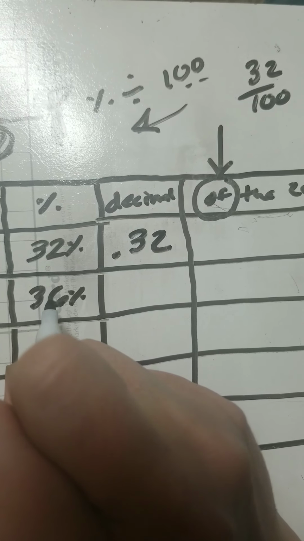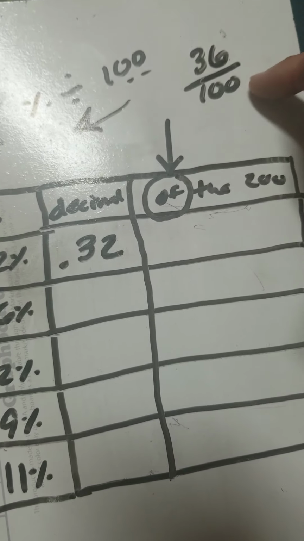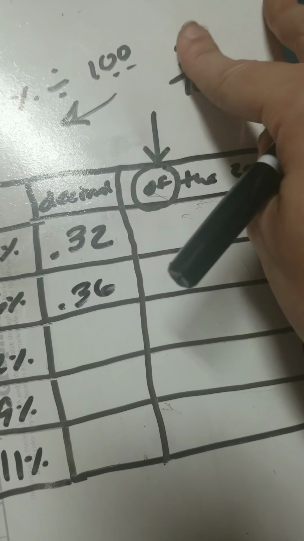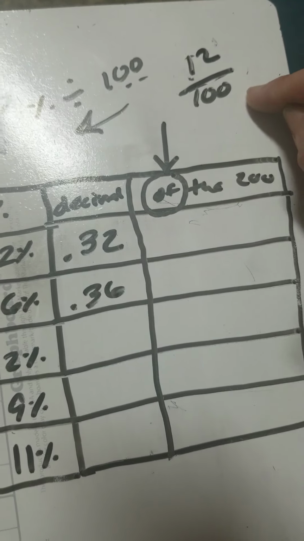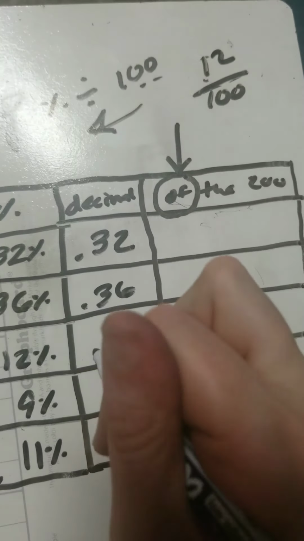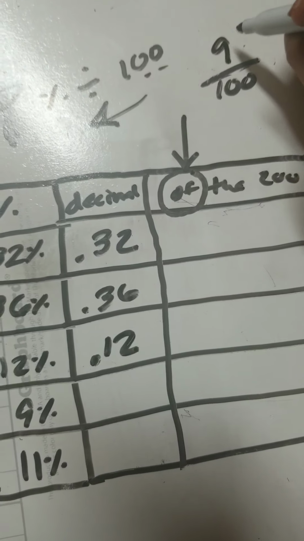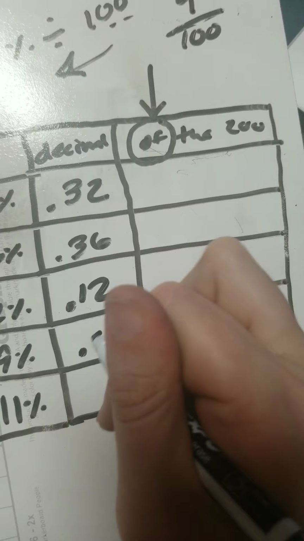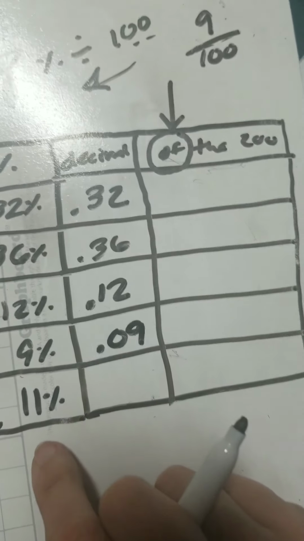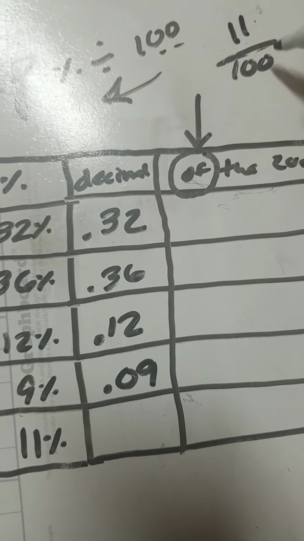And then this is 36 hundredths, so I would put a 36 here. 36 divided by 100 is 36 hundredths. Then I put a 12 divided by 100. 12 divided by 100 is 12 hundredths. And then I'm going to put a 9. 9 divided by 100 is 9 hundredths, so that's 0.09. And then 11% divided by 100 is 11 hundredths.